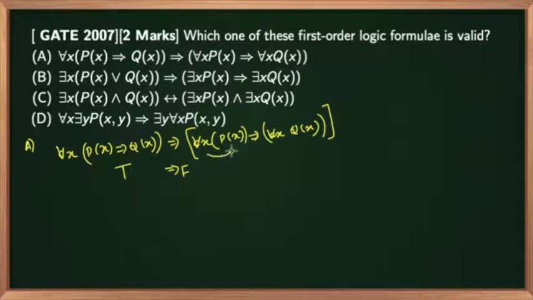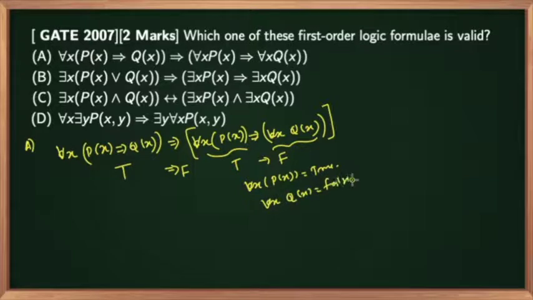If you see the right hand side, we have for all x P of x implies for all x Q of x, right? How can we have this right hand side false? If we have true implies false, right? So that means for all x P of x should be true, and for all x Q of x should be false. So what we know is that if in our domain you have x1, x2, etc., some number of elements, then P of x1 will be equal to true, P of x2 will be equal to true, and P of x3 will be equal to true, and so on, right?